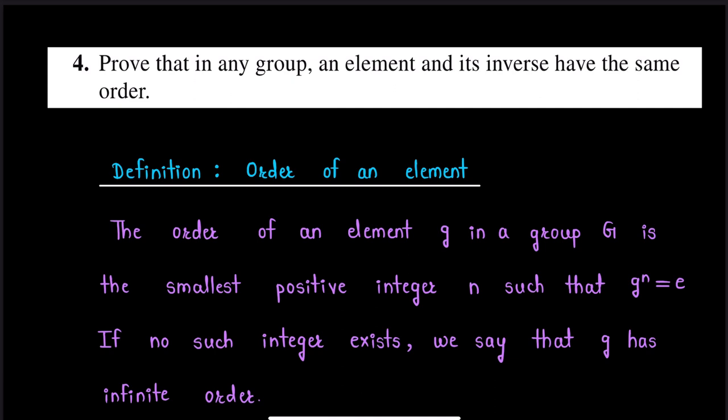In this video, we are going to solve another exercise question from the book Contemporary Abstract Algebra by Gallian. The question is: prove that in any group, an element and its inverse have the same order.